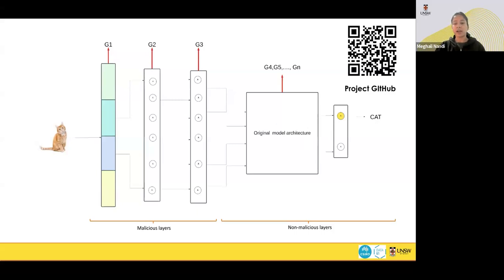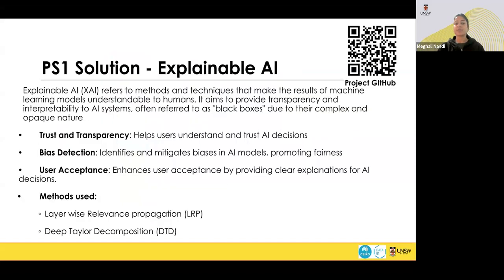So how can we determine whether a layer contributed to the output or not? We can do this using XAI, that's explainable AI. So we come to the first solution, explainable AI. It basically refers to the methods and techniques that make the results of machine learning models understandable to humans. It gives us trust and transparency. It mitigates any kind of bias in the AI models, and it's also user accepted because it gives clear explanations for AI decisions.